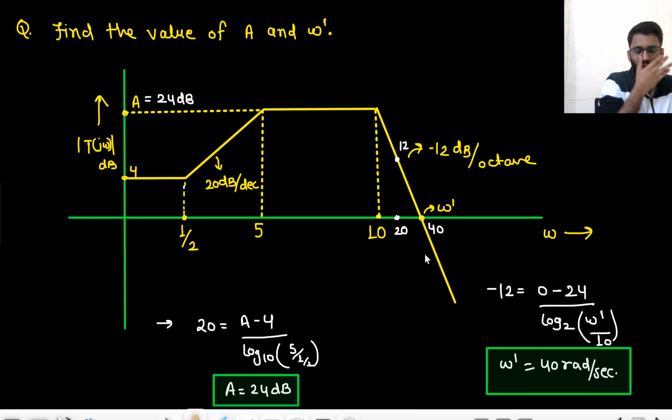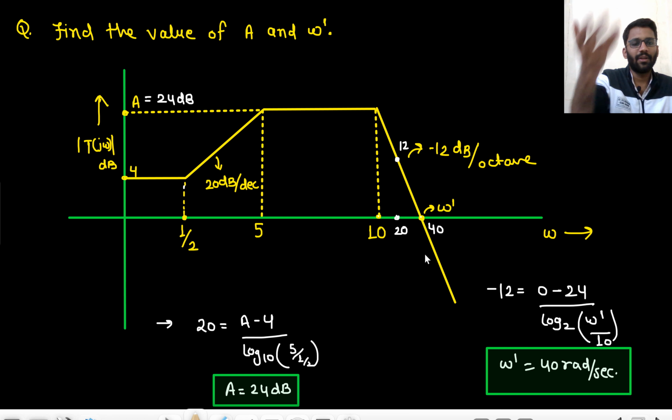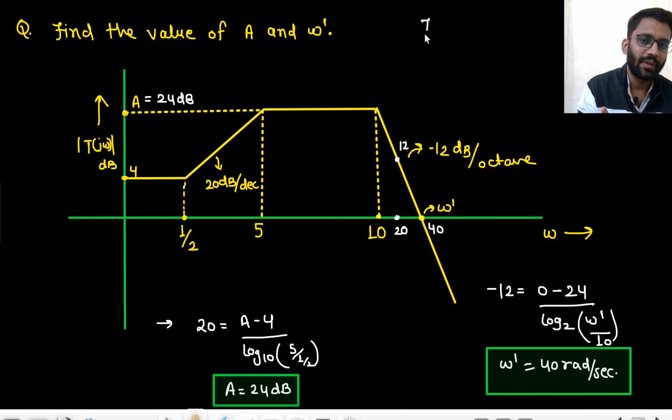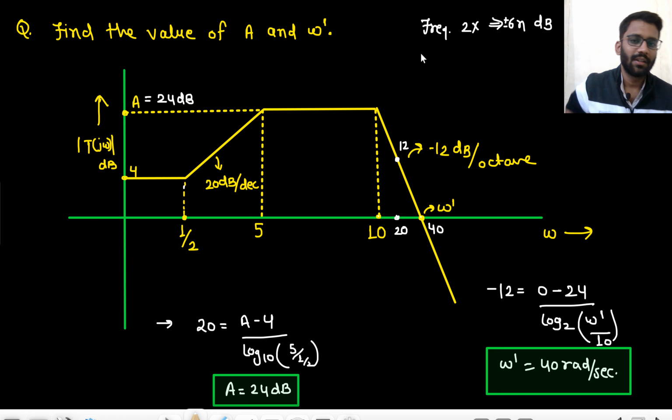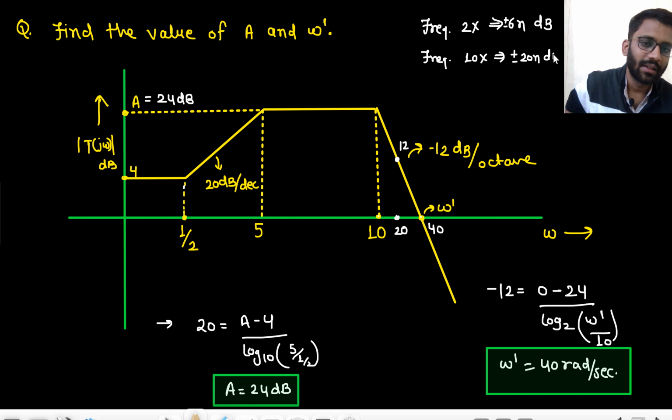So, this is how you can tell. Okay. So, by slope you have understood what is the meaning. If you are going 10 times, you can increase 20 dB, 40 dB, 60 dB, 80 dB, anything. And in octave, if you are going double, you can lose 6 dB, 12 dB, 18 dB, or you can gain 6 dB, 12 dB or 18 dB. So, double is related to 6n. Frequency doubled means 6n dB, you will either gain it or lose it. And if frequency is 10x, that is related to plus minus 20n dB. You will either gain it or lose it. Got my point?